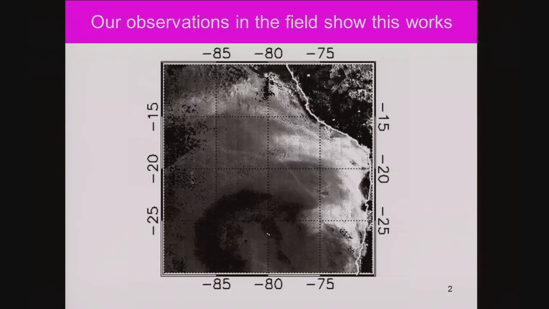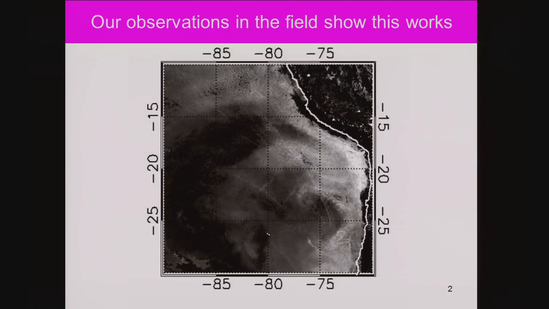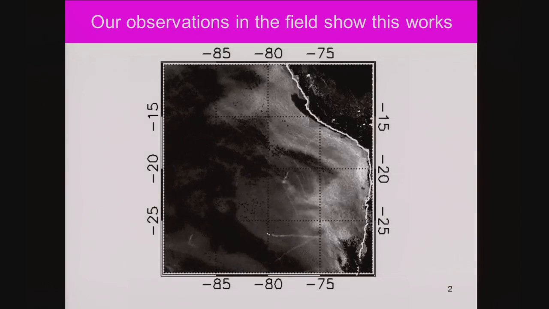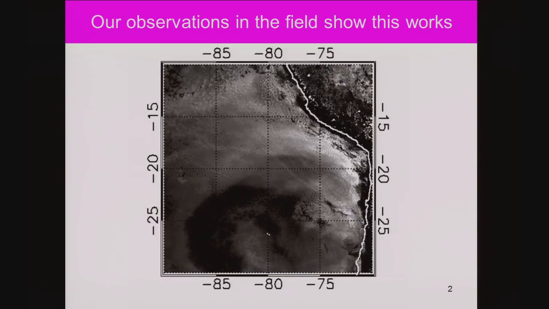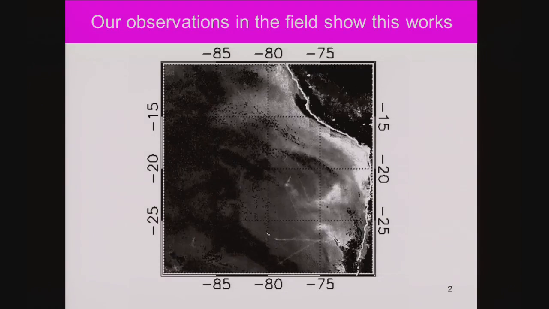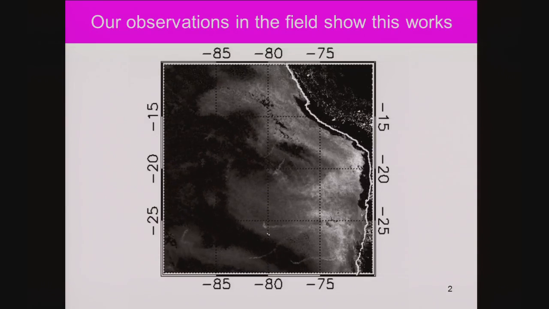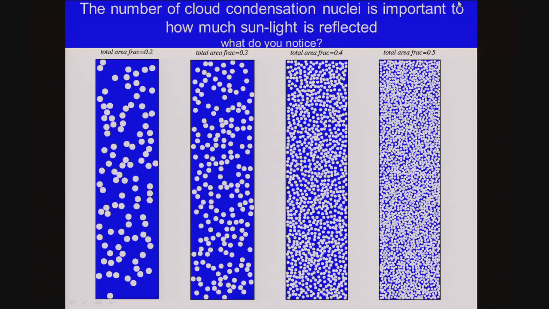Why do they appear brighter? Why are they brighter? At the back? Oh, sorry. With more aerosols, more condensation nuclei formed, and therefore more droplets. Yeah. So it's going back to this slide here. More aerosol particles, the brighter the clouds get.